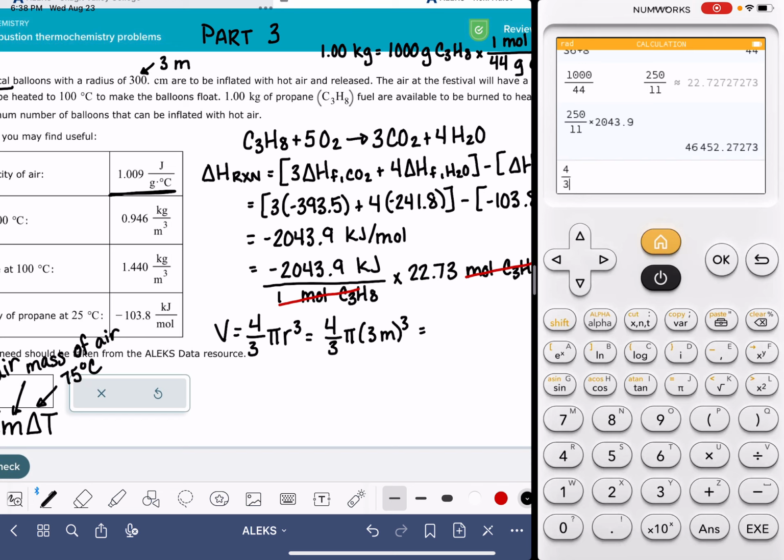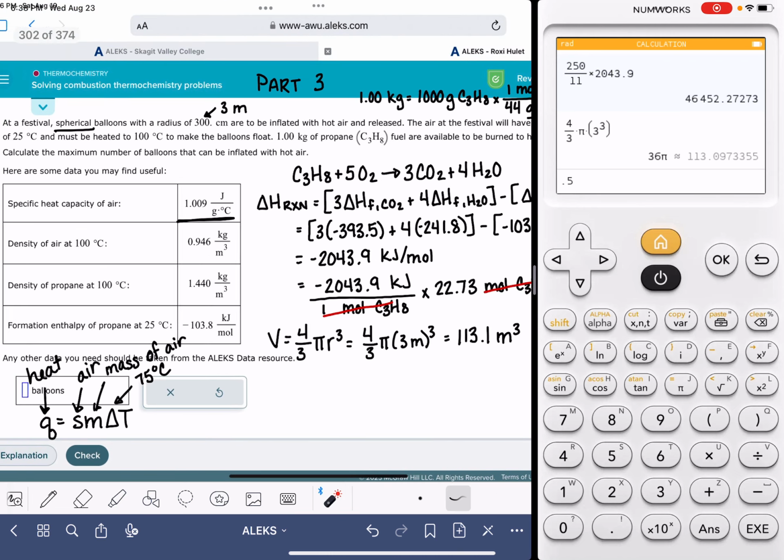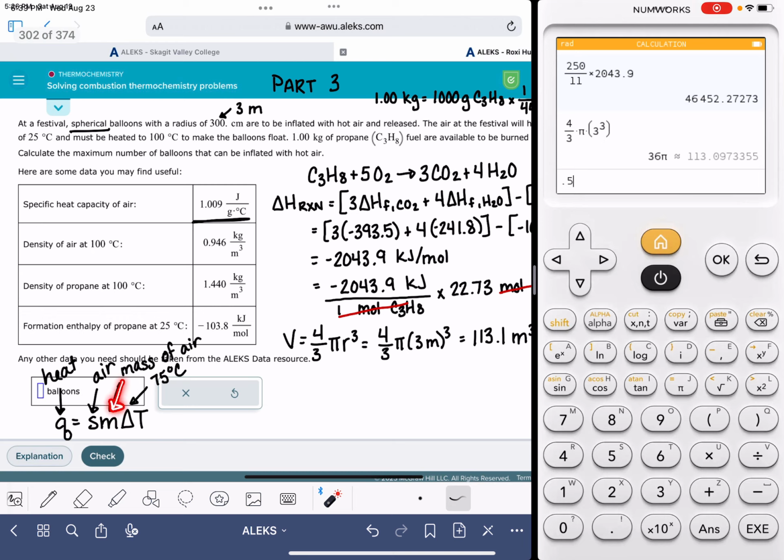4/3 times π times 3 cubed, 27. Ooh. Is approximately 113.1 cubic meters per balloon. So that's the volume of the air inside the balloon.